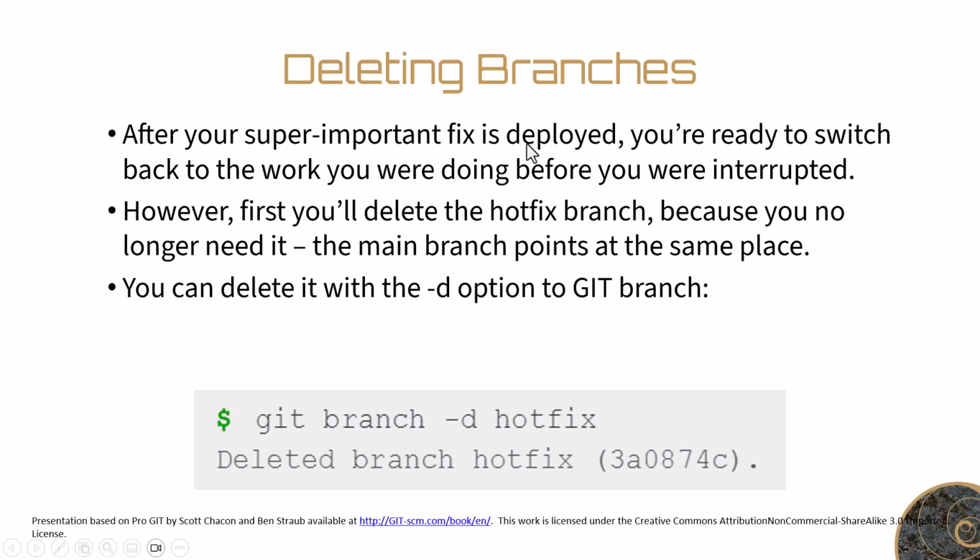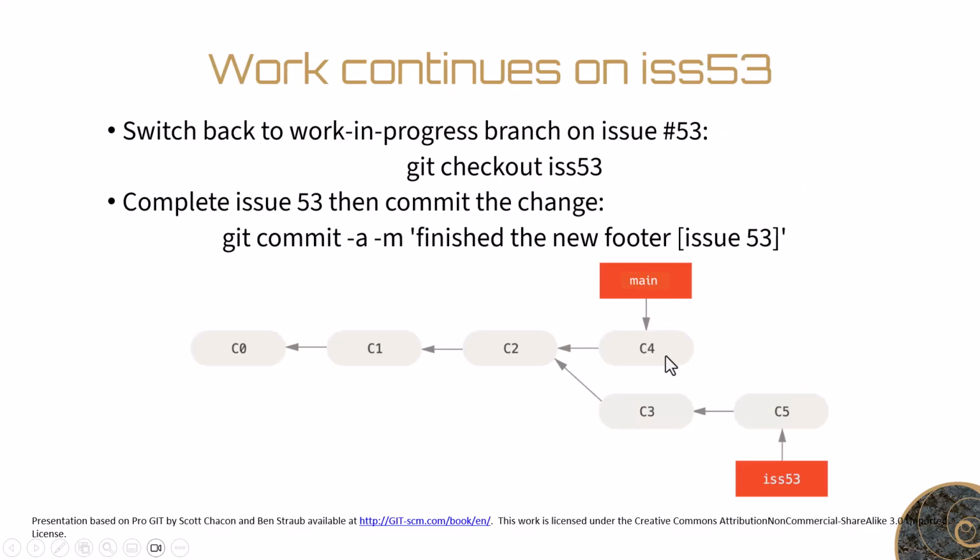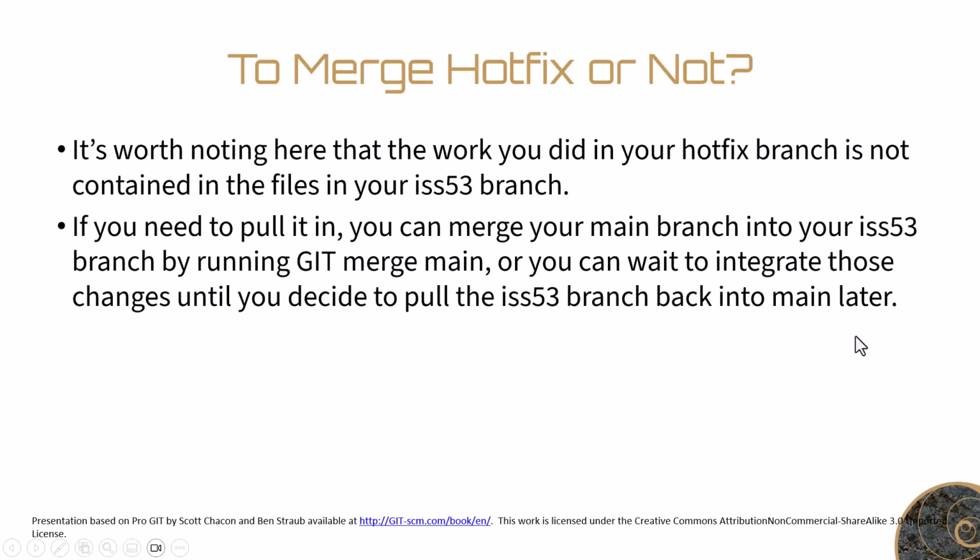So after your fix is deployed, you're ready to switch back to the work you were doing before. However, first you can at this point delete your hotfix branch, because now that's in main and main is pointing to it. So you can say git branch -d hotfix. That deletes that hotfix. And now it looks like this. So here you are, you're back on the feature branch, and maybe you did another change. Main is pointing here.